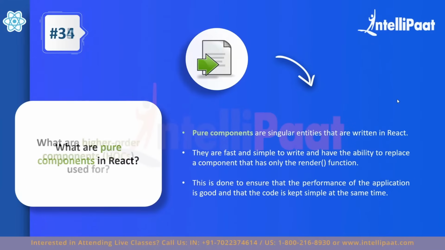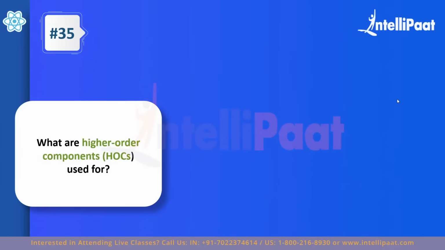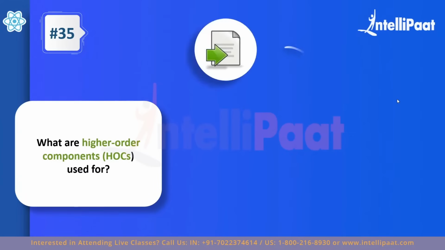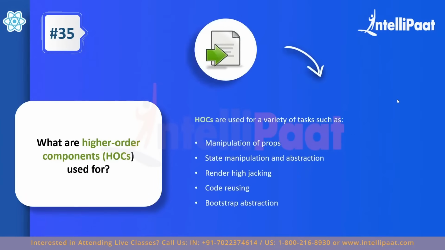So after understanding pure components, we need to check out where HOCs are used. HOCs are higher order components, and we've already discussed this in a previous question. HOCs are put to use very much whenever there's a requirement for code reusability, or let's say you have to hijack a render method, or if you have to manipulate a state and work with abstraction, and then of course if you have to manipulate properties, or if you have to work with Bootstrap abstraction as well.